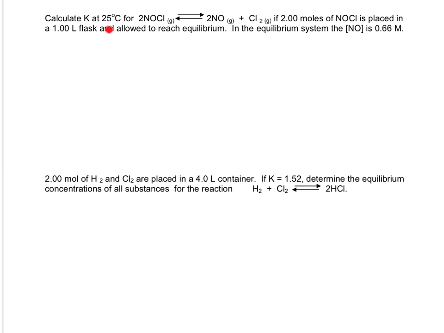So we want to calculate K at 25 Celsius for the decomposition of NOCl. We're given that we have 2 moles of the NOCl in a 1 liter flask, so it's 2 molar. And then it's allowed to sit there and reach equilibrium. And in the equilibrium system, the concentration of the NO is given to us as 0.66 molar. So first thing you want to do as soon as you see equilibrium is write the Keq expression. So Keq is equal to the concentration of NO squared times the concentration of Cl2 over the concentration of NOCl squared.